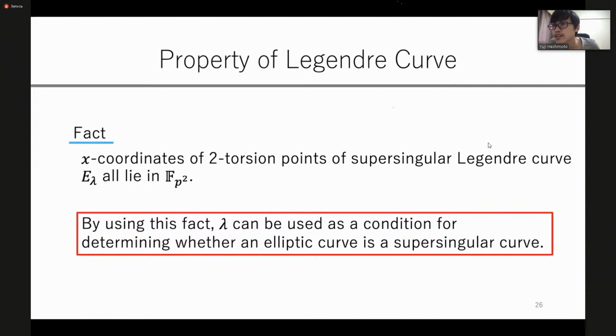I explain an important property of Legendre curves. The x-coordinates of the two-torsion points of a supersingular Legendre curve, lambda, all lie in Fp squared. By using this fact, lambda can be used as a condition for determining whether an elliptic curve is a supersingular curve.